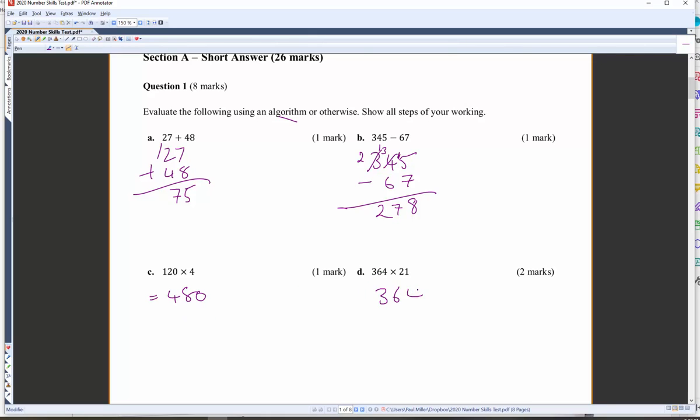This one here, 364 by 21, probably lends itself to an alg. 4 ones are 4, 6 ones are 6, 3 ones are 3, 4 twos are 8, 6 twos are 12, carry the 1, 3 twos are 6, plus 1 is 7. Then 6 and 8 is 14, so write down the 4, carry the 1. 3 plus 2 is 5, plus 1 is 6. So the answer is 7644.